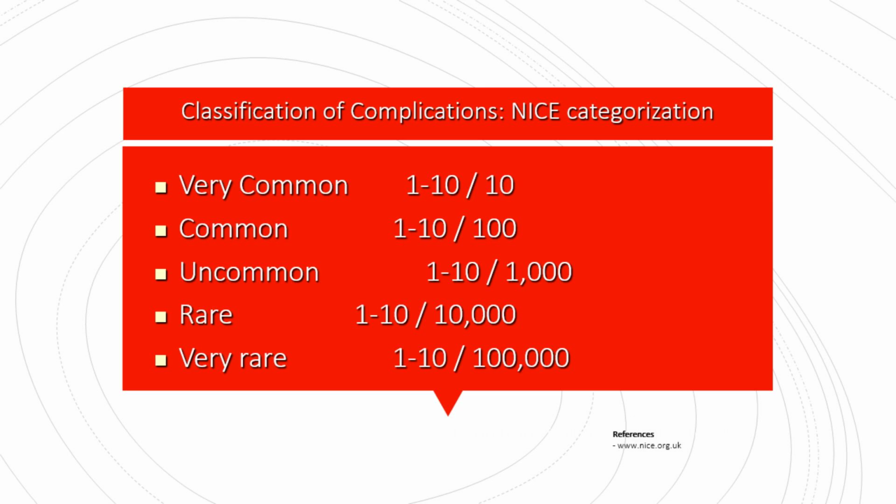For example, very common means there is a risk of this complication of about 1 to 10 in 10 people, whereas very rare is a complication that occurs in 1 to 10 out of 100,000 people. When discussing risks with patients, using both words and numbers may be helpful. For example, the risk of uterine rupture at the time of C-section is uncommon, about 0.5% or 1 in 200.